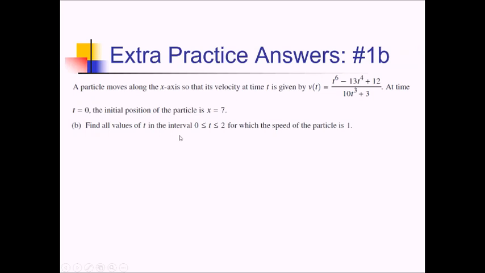For this problem, they want all t values on the interval from 0 to 2, for which the speed of the particle is 1. So first thing we need to do is figure out a way to define speed. Speed is the absolute value of velocity, so I'm going to define speed as absolute value v of t, and I'm going to set that equal to 1 on my calculator, and then I'm just going to find where those intersect. So let me go ahead and do that now.